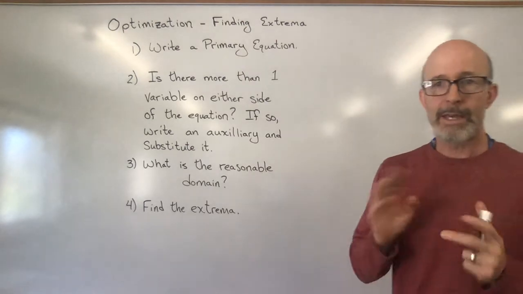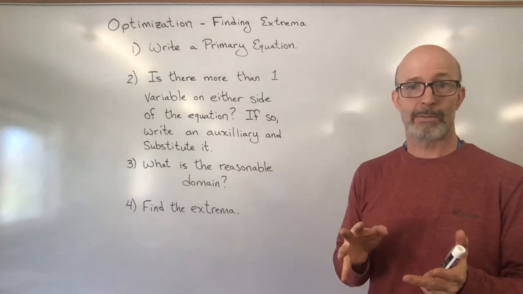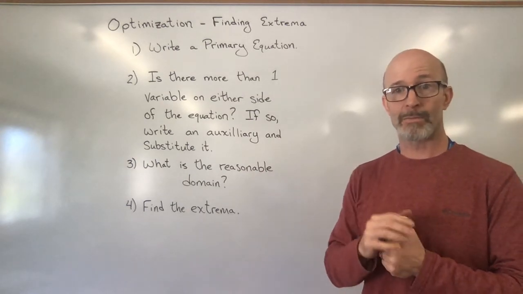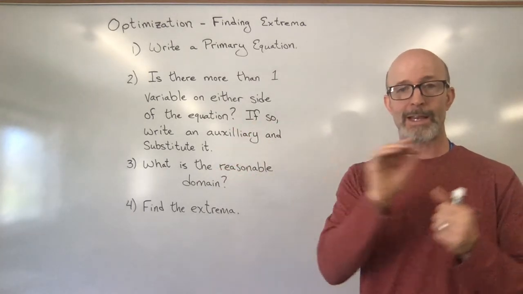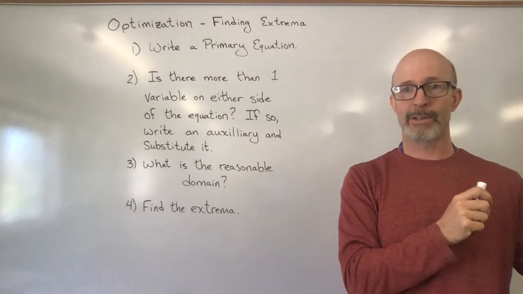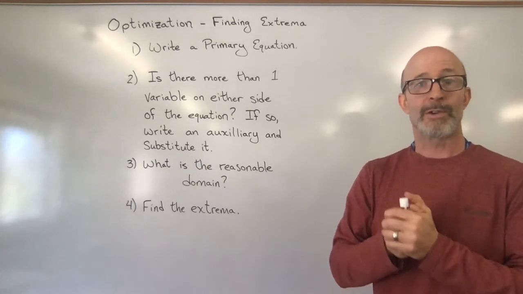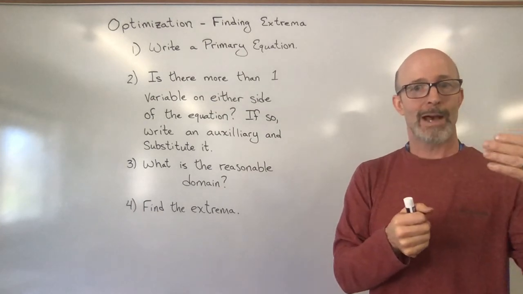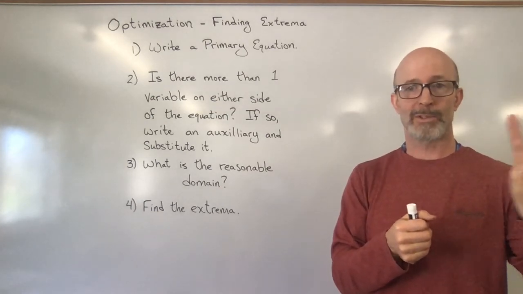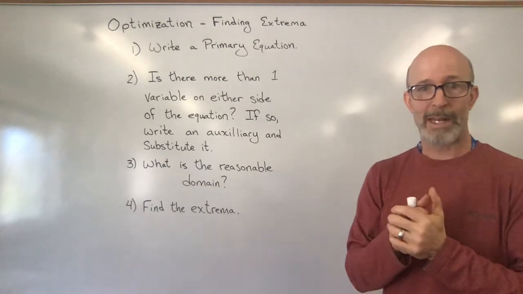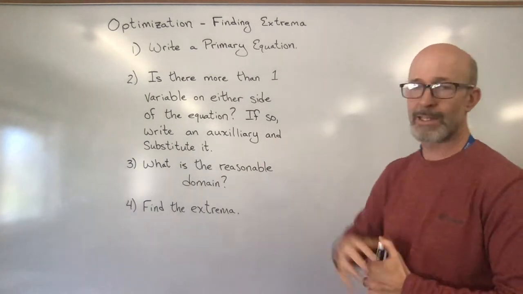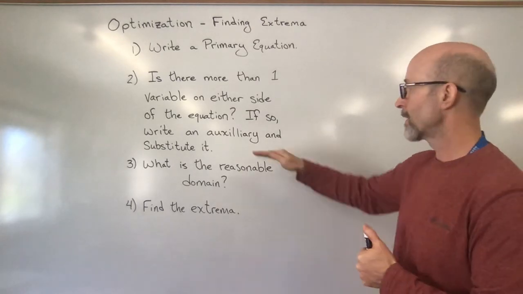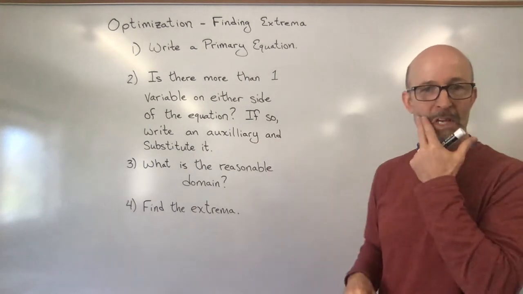Step 2, is there more than one variable in use anywhere? Okay, so what I mean is, if you're finding the area of a circle, that only has one variable. The area on one side equals pi r squared on the other. There's a radius on the other side. If you did the volume of a cylinder, then you have pi r squared h. There's two variables on one side. That's one too many. So what you'd have to do is come up with an auxiliary equation somehow relating the radius to the height. When you plug that back in, you'll have one variable on each side of the equation.